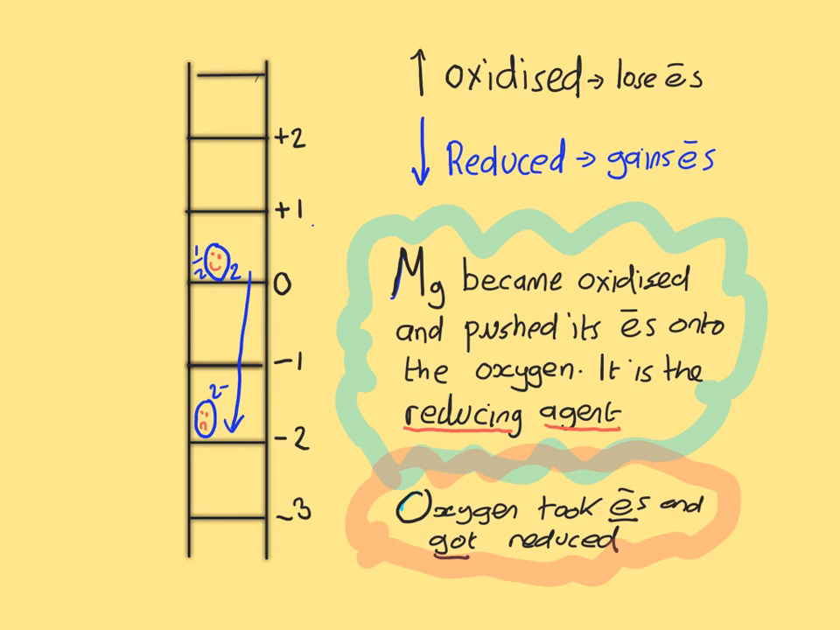The species that gets oxidized is the reducing agent. Oxygen, on the other hand, took the E's. It took 2 E's and got reduced. It goes down the ladder. So oxygen, therefore, is the oxidizing agent. The oxidizing agent is the species that takes electrons.